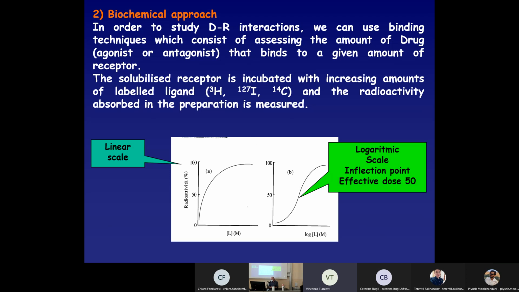This is another way to know the ability of our agonist to interact with a specific receptor. Also, in this case, we have the same curves that we have already seen.